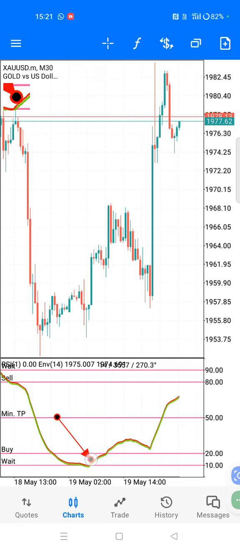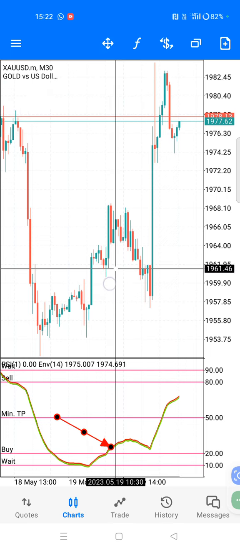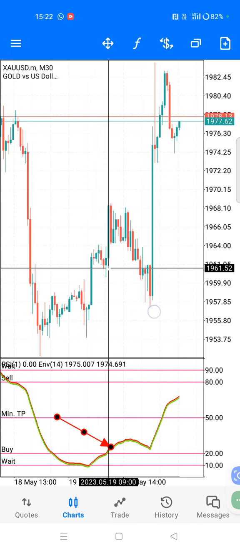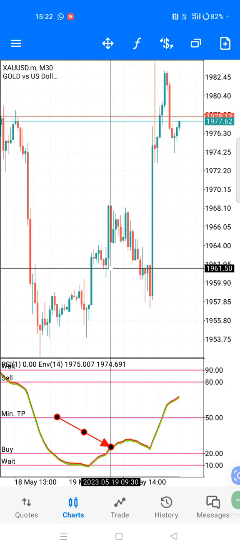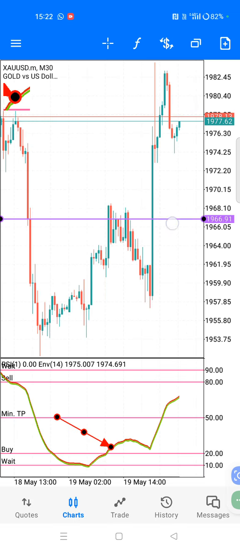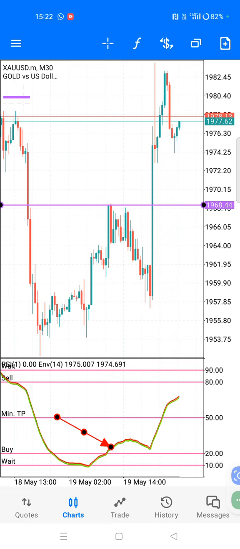Do not buy at this wait line. Wait until it crosses the buy line, then you buy. So it crosses around here, this long candlestick, buy. When you buy, yes, it will definitely drop. It's so hard to get instant profit. Okay, guys, so you buy at 1968.44. Where is your stop loss?